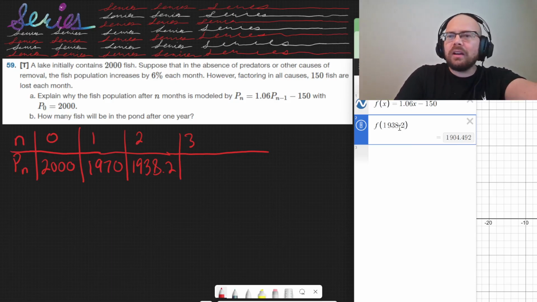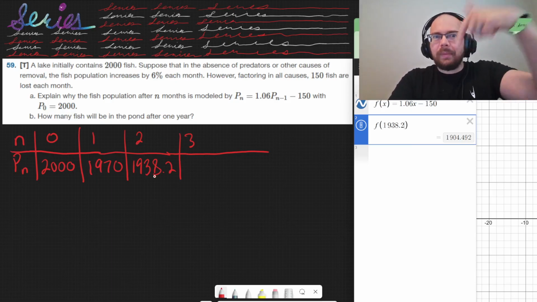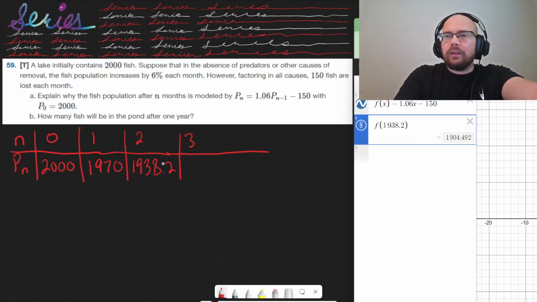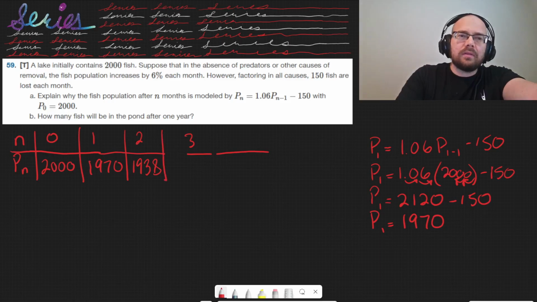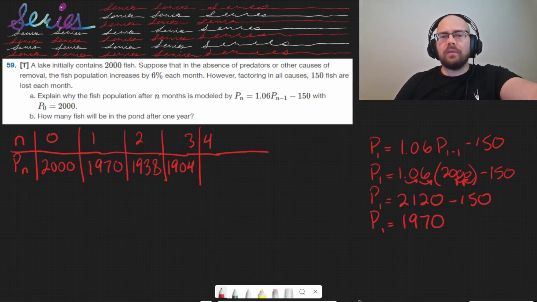I'm going to round. So 1904 is what I'll write down on my T chart here, but I'll keep the decimal when I go to plug it back in. So I'm actually going to take off that 0.2, and then I'm going to do 1904 for this one. So wait, why am I subtracting that? I don't know. Let's get rid of that though. So 1904. Yeah. So in the T chart, I'll just write the amount of fish that it would be.